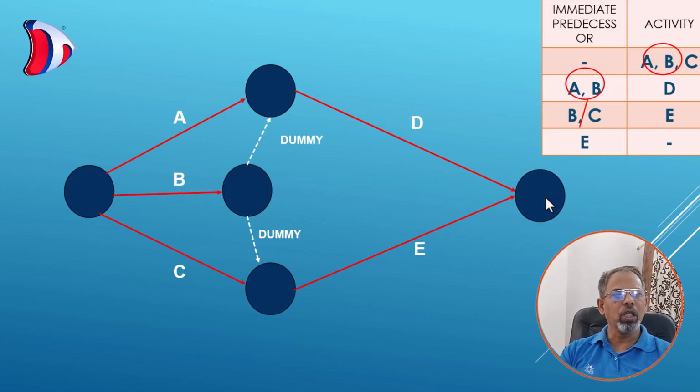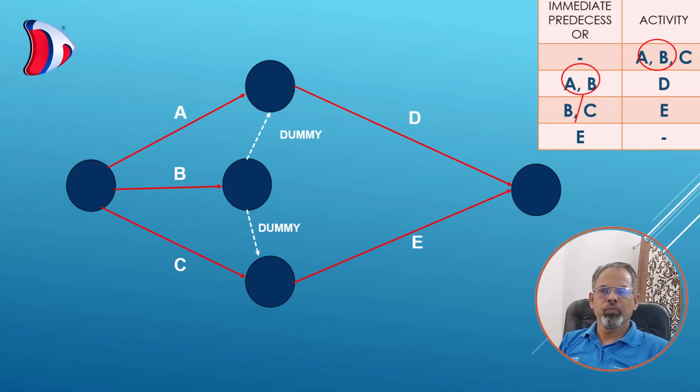Now see, there is nothing originating from E, and that is why there is a blank as far as the successor of E is concerned. Now this is how a complete network diagram with two dummy activities will look. We could not have correctly drawn the network diagram without the introduction of these two dummy activities.